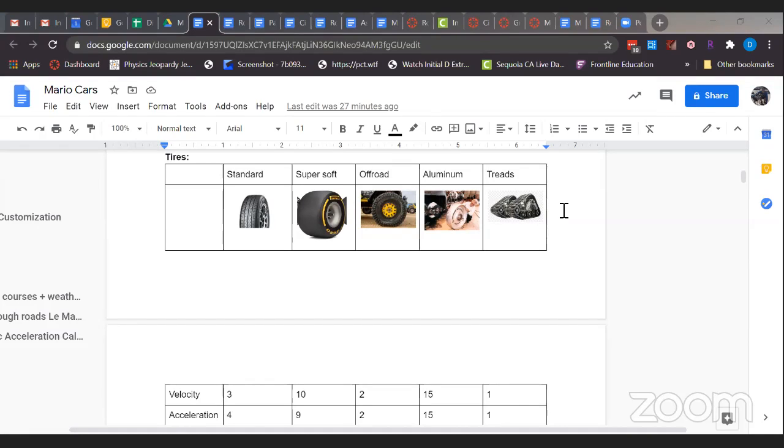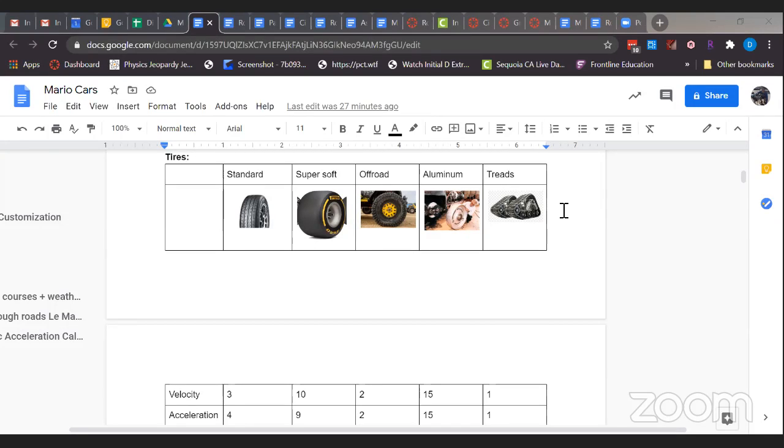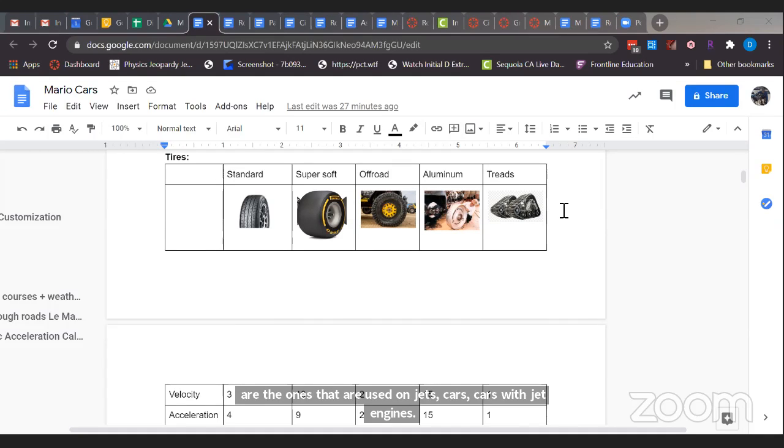You have off-road tires, which are sort of the opposite. They're really good in crappy conditions, and they're not so good in good conditions. You have aluminum wheels. These are the wheels that are used on jet cars with jet engines. So these are insanely fast, but they're even worse than super soft tires in different conditions. And then last but not least, you have treads, sort of like a tank. These are just stunning in rough conditions, and they're not so good on regular roads.